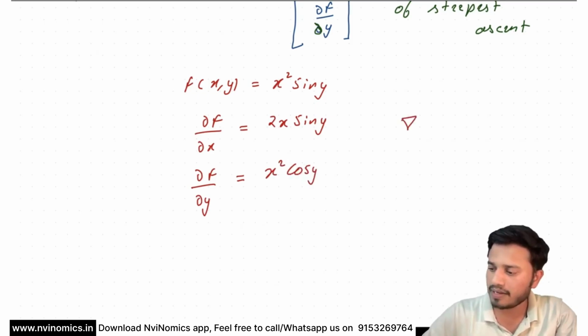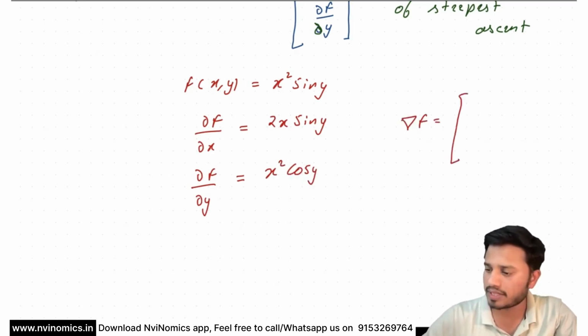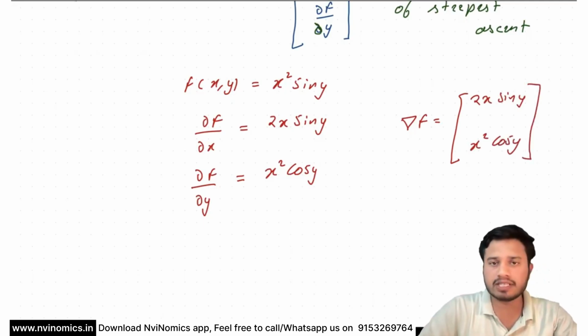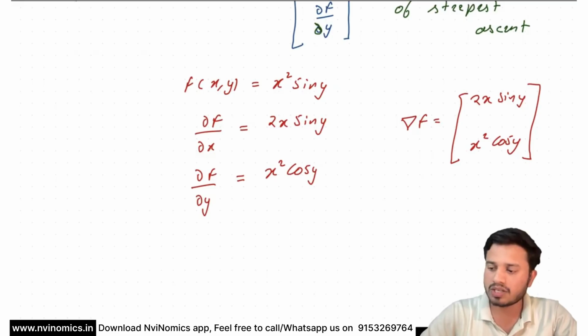So the gradient will be the gradient vector. It is a vector, right? You always remember that. So the gradient vector will be (2x sine y, x square cos y). Just remember this.